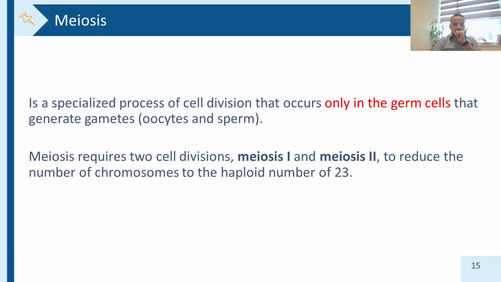المايوسيس. المايوسيس هو a specialized process of cell division occurring only in the germ cells. والمقصود بالجيرم سيلز هن السيلز اللي تولد لنا الجاميتس الاوسايت والسبام. We have two stages of meiosis, meiosis 1 and meiosis 2. والهدف من these two cell divisions is to reduce the number of chromosomes into the haploid state.